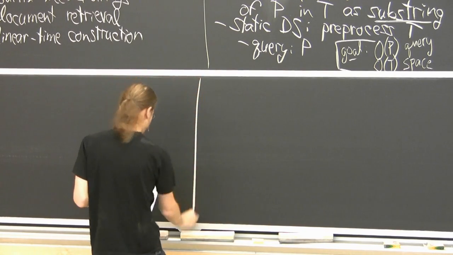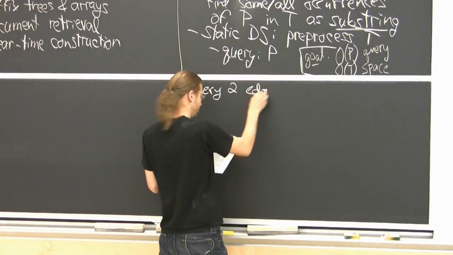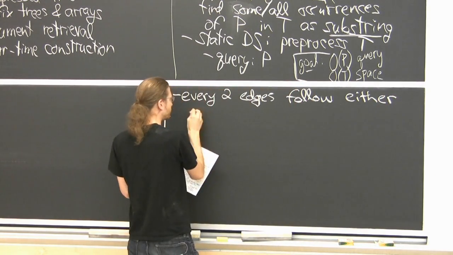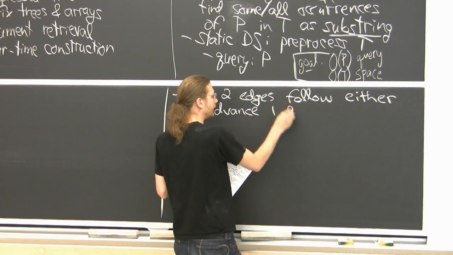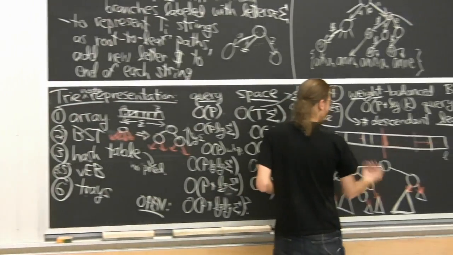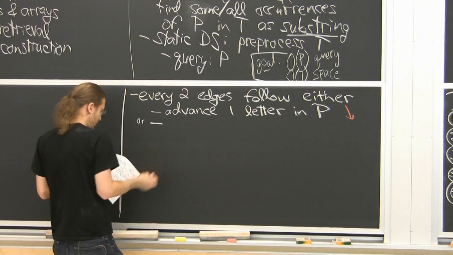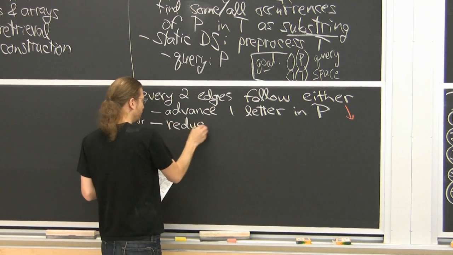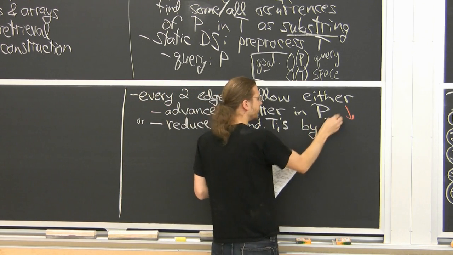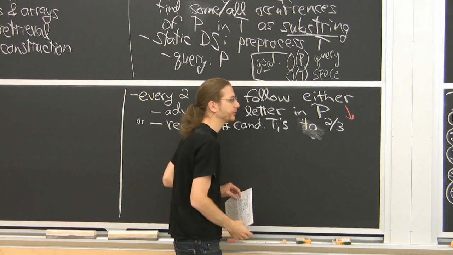So what's the claim? Claim is every two edges you follow, either advance one letter in P. These are the red edges that we want to follow. So if we follow a red edge, then we've made progress to the next node. So this would be following a red edge. Or we reduce the number of candidate T_i's by 2/3, or I guess to 2/3 of its original value. So we lose a third of the strings. That's what I'd like to claim.